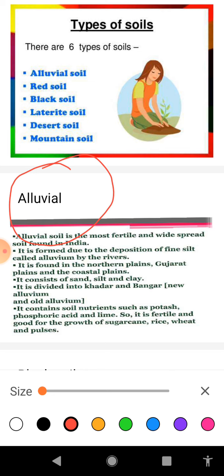Means soils like black soil, red soil, laterite soil have been formed in situ. In situ means the place of origin. So first let us discuss some of the characteristics of alluvial soil. Regarding the formation of alluvial soil, this variety of soil has been formed by deposition of silt or sediments brought down by the rivers from the Himalayan regions.